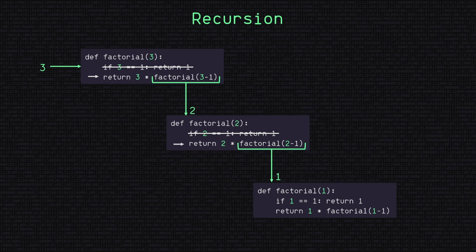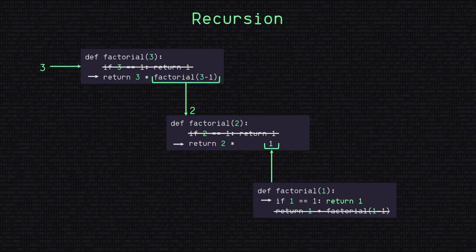This time the input is 1. So starting with the first line, 1 is equal to 1, so we can return 1. This is our base case, meaning no more recursive calls to our factorial function are needed. We never reach line 2 in this call. So we return back 1 to our second call. So now we can do that calculation.